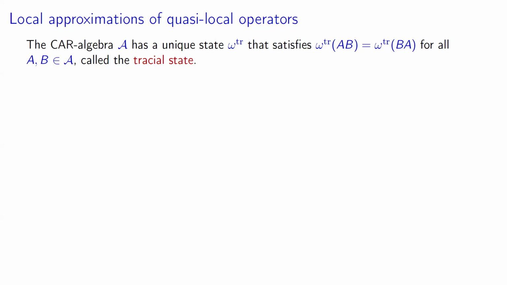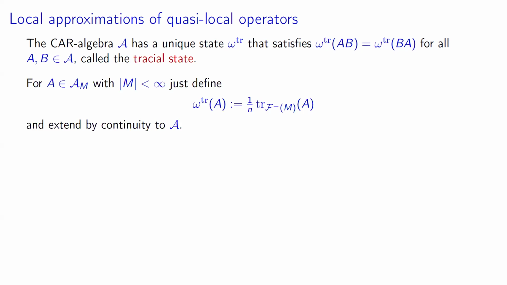And to define precisely what it is, I have to first tell you that on this CAR algebra A, there exists a unique tracial state, a state which generalizes, in a sense, the trace to infinite volume. And it's tracial if it satisfies expectation of AB equals expectation of BA for all A and B, like a usual trace does.